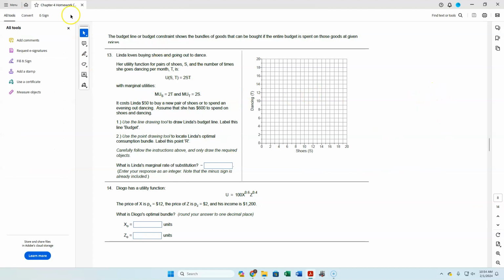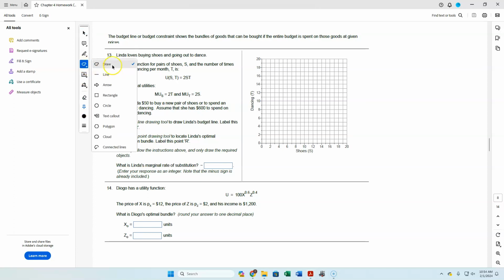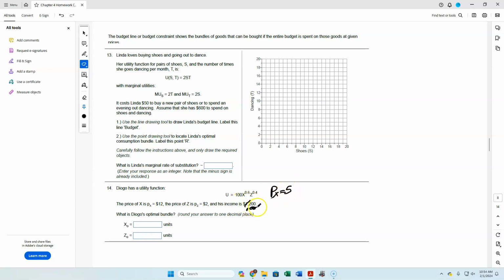Sorry, I just want to draw, and I want to draw a lot faster than it's letting me. Okay, let's see if this is faster. Oh, beautiful. There we go.